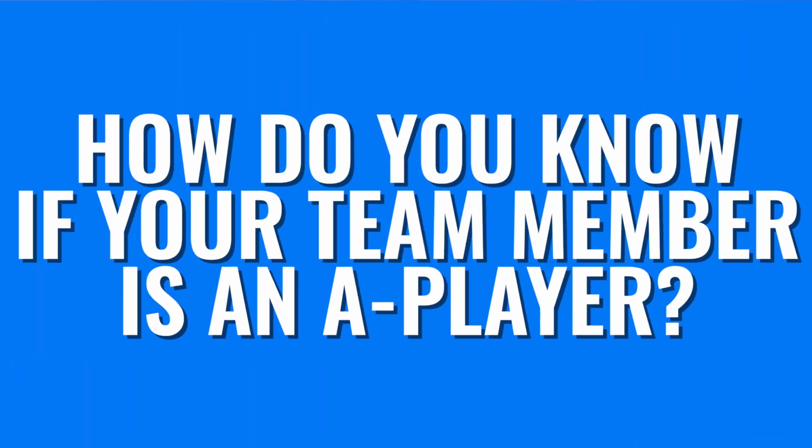If you have no idea what I'm talking about, I have another video on what are A, B, C, and D players, which I've linked to. So I'm going to assume from here on out that you know what I mean when I refer to these different types of players. So first of all, how do you know if your team member is an A player?